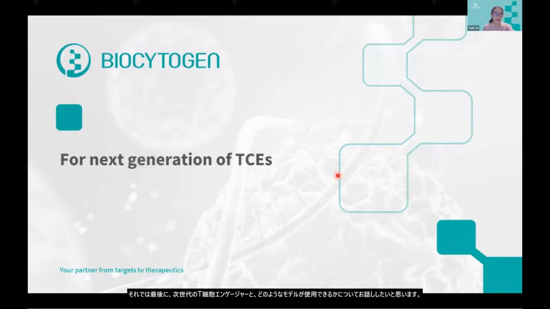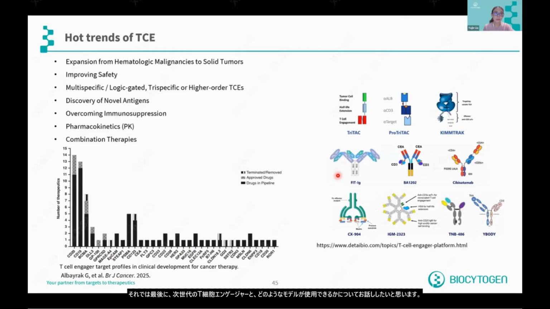So at the last, I would like to discuss the next generation of T cell engagers and what kinds of models we can use. Here is a whole string of T cell engagers. They are more focused on solid tumors, and they are trying to improve the safety, as CRS is quite common after the treatment.